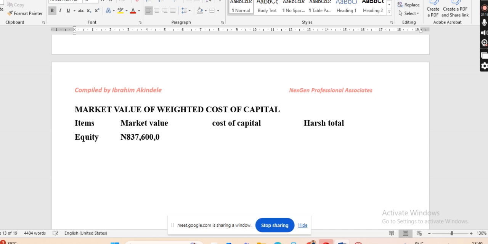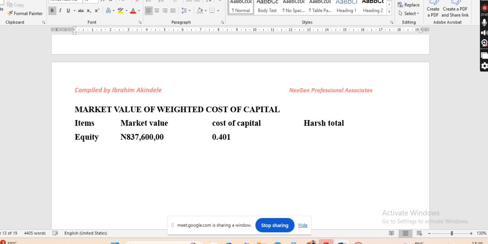What is the cost of capital? When I say cost of capital, it can be equity, it can be debt. What is the cost? 0.401. We've converted it. So you multiply it. Someone should give us the figure for the hash total while we proceed.